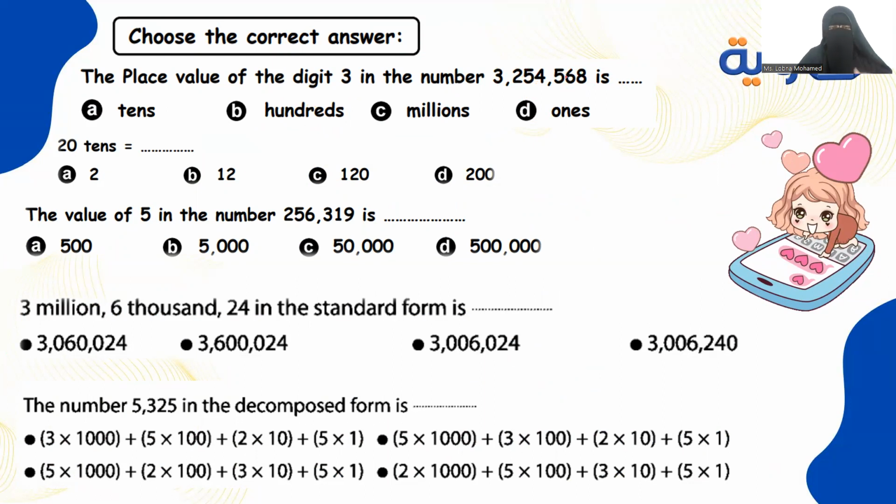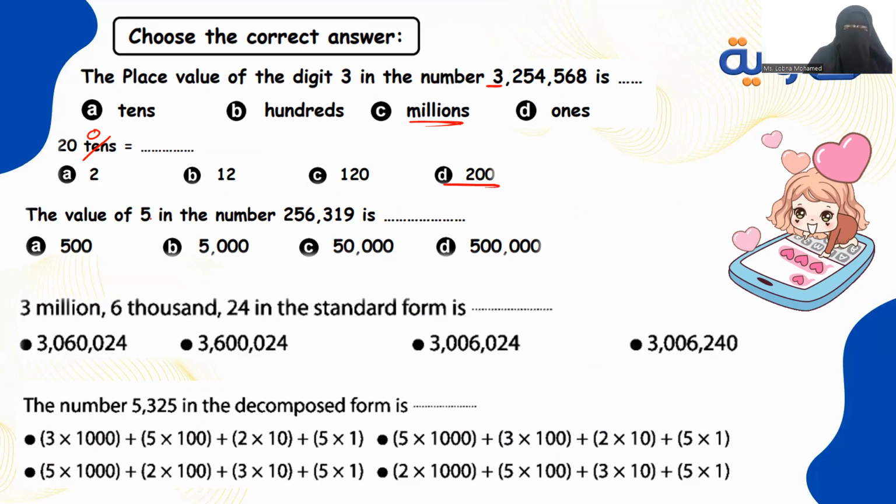3,254,568. What is the value of the digit 3? Okay, the place value, sorry. The place value of 3 here, it's in the million, please. Okay, what about the next one? 20 tenths. Oh, we can cross the word tenths and put how many zeros? 1, 0. So it becomes 200.